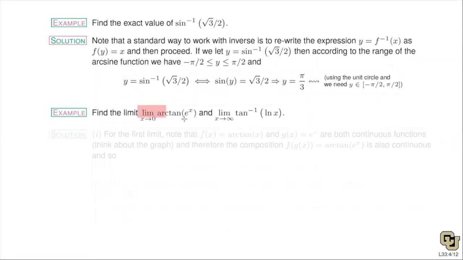The limit as x goes to 0 of arctan of e to the x, and the limit as x goes to infinity of arctan of ln of x. And look here, I wrote arctan in 2 different ways just to irritate you. These are the same function written in 2 different notations. I'm trying to give you your money's worth, people.